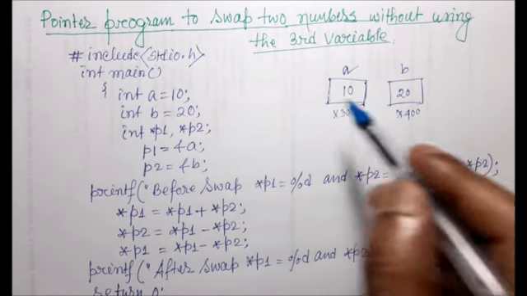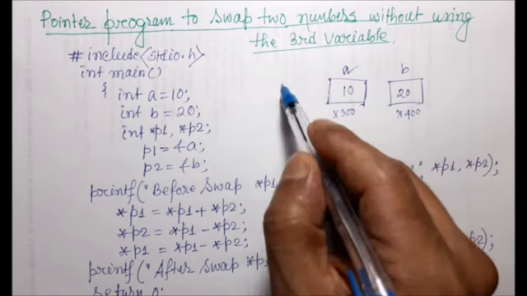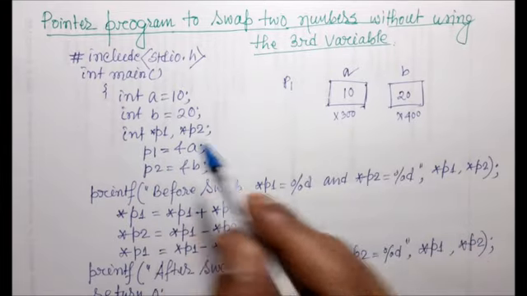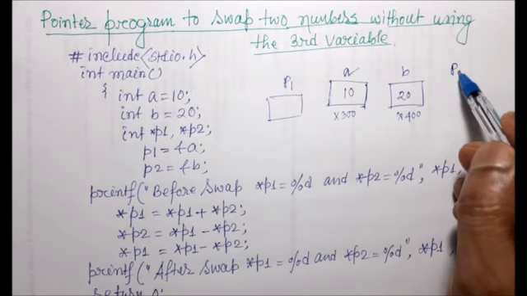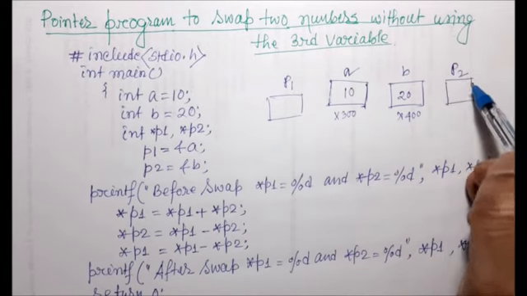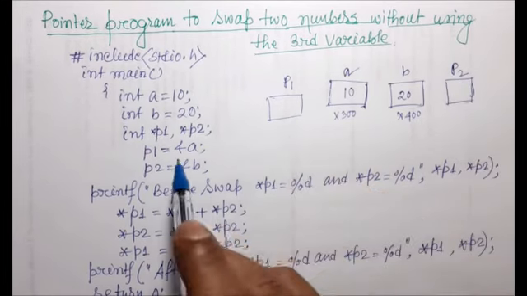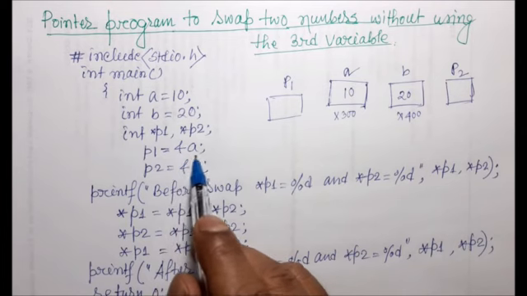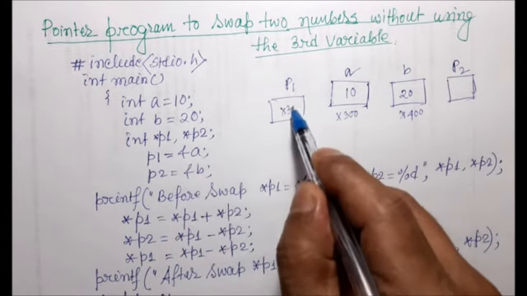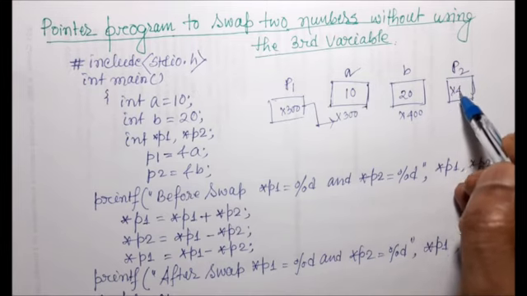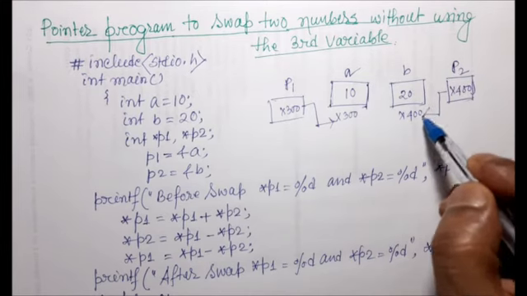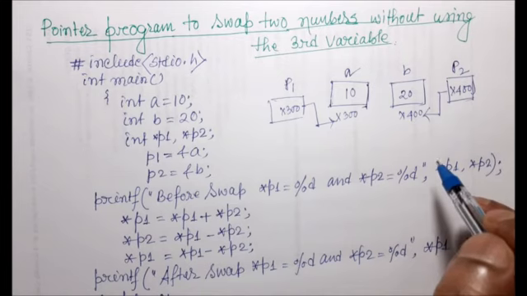And I have taken 2 pointers. One pointer is p1 and another pointer is p2. The first pointer points to the address of a, so that means x300. The value of p1 is x300, right? Similarly, p2 equal to ampersand b, so that means x400, right? So that means p2 points to this variable b.